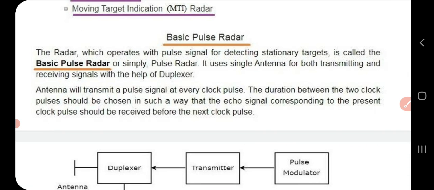Now here the antenna will transmit the pulse signal at every clock pulse, as we all know. Now the duration between the two clock pulses is taken in such a way that the echo signal or the reflected signal corresponding to the present clock pulse should be received before the next clock pulse. Why is that done? I have already discussed in the last class. It is just to avoid confusion. Otherwise, if both these echo signals come at the same time, we won't be able to locate the target correctly.